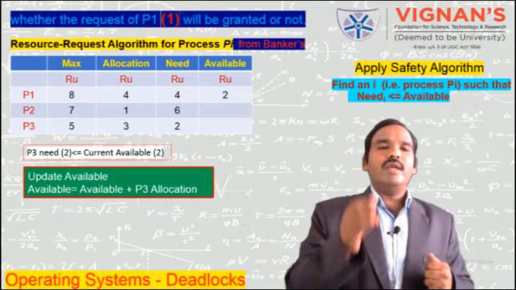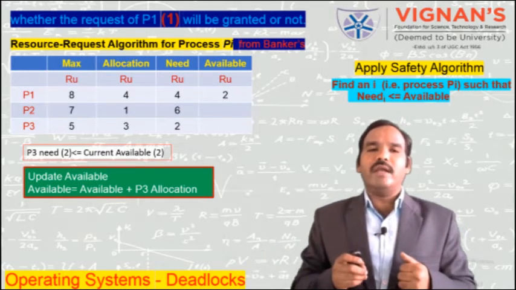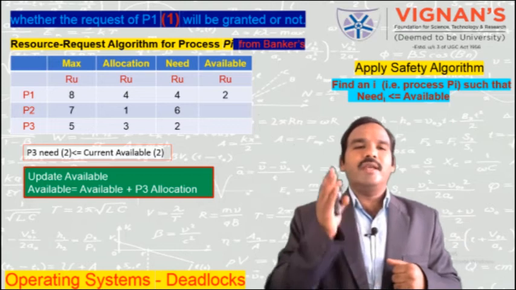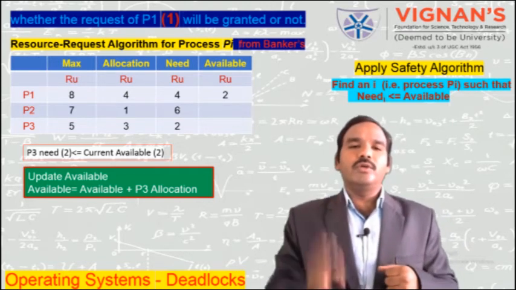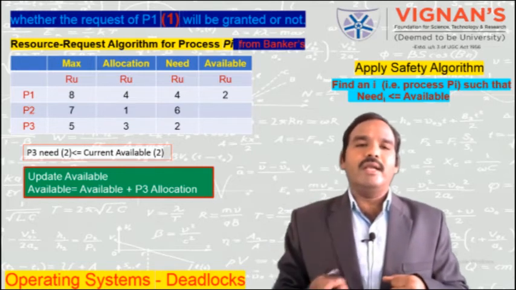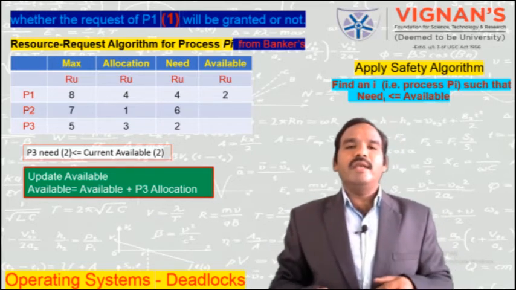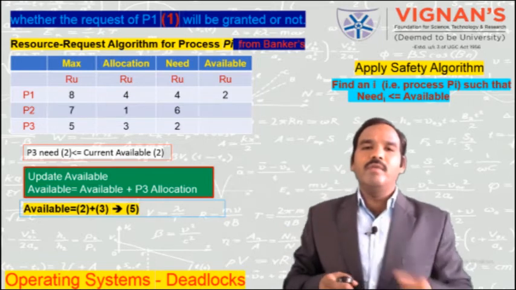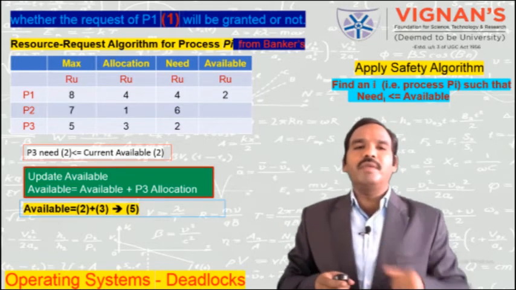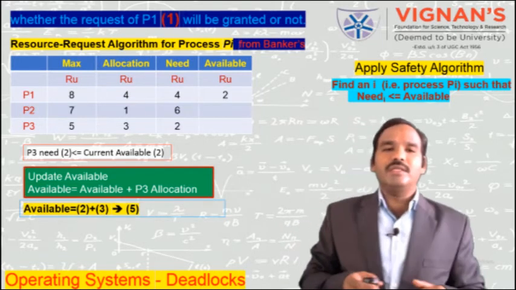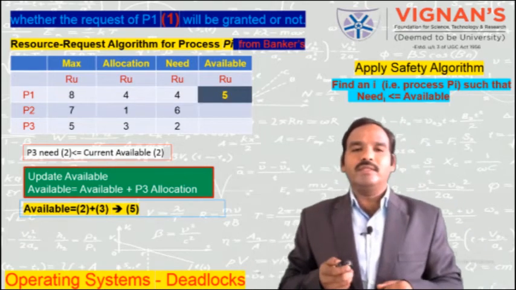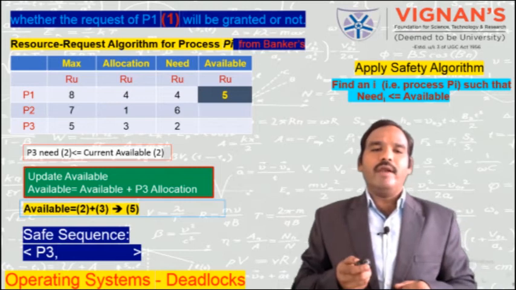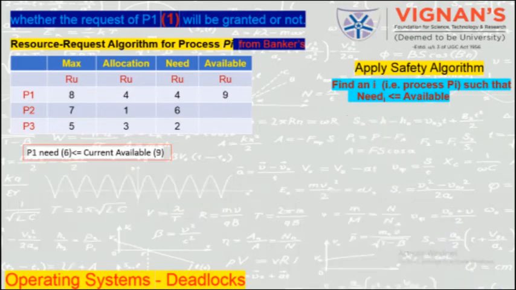So anyway, what is the step here? What is the condition satisfied? The condition satisfied here is that P3 satisfies the condition. P3 need is 2, less than or equal to current available, so update the availability. Current availability is 2, and what is the P3 allocation? P3 allocation is 3. So 2 plus 3 is 5. Now add to the safe sequence: P3.